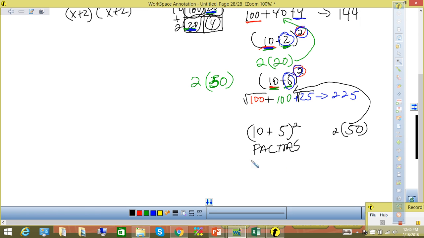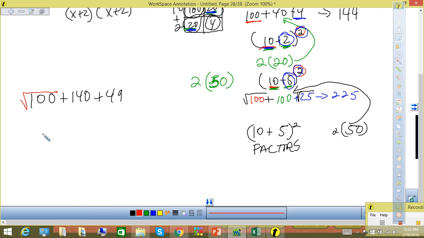Ever see how that worked? Let's do another one. Let me show you another one. Here goes another one with numbers. 100 plus 140 plus 49. Let's see.